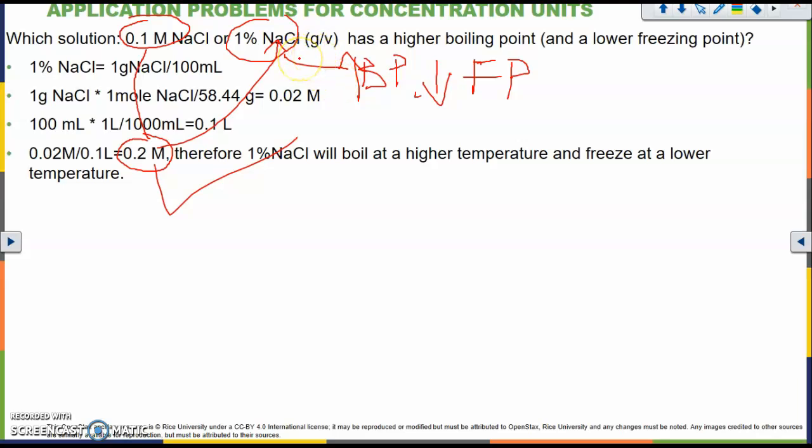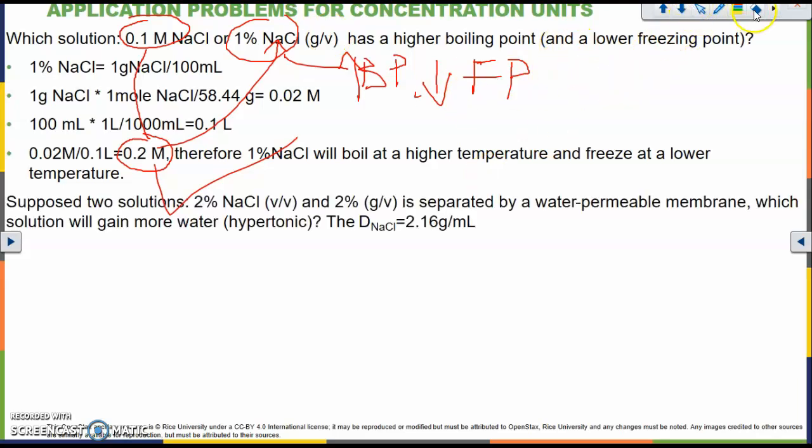And again, the reason why it's called colligative properties is because the properties of boiling point, freezing point, and osmotic pressure are dependent upon how much solute is actually in the solution. So the more solute you have, the more it affects the boiling point and the freezing point. The less solute you have, the less it will affect the boiling point and freezing point. Okay?